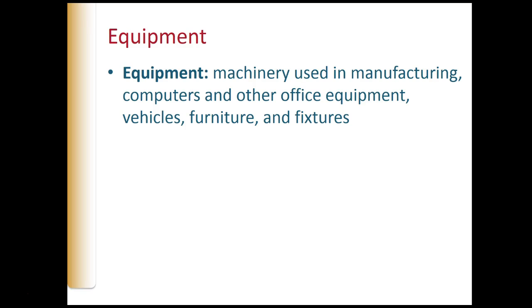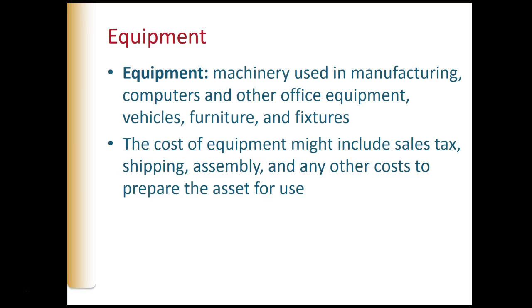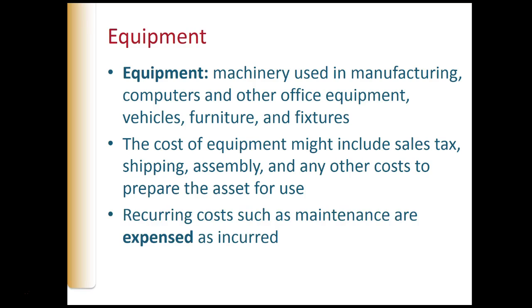Equipment is a broad term that includes machinery used in manufacturing, computers and other office equipment, vehicles, furniture, and fixtures. Now, the cost of equipment is the actual purchase price plus all costs necessary to prepare the asset for use. These can be a variety of costs, which would include sales tax, shipping, delivery, insurance, assembly, installation, testing, and maybe even legal fees to help establish title.